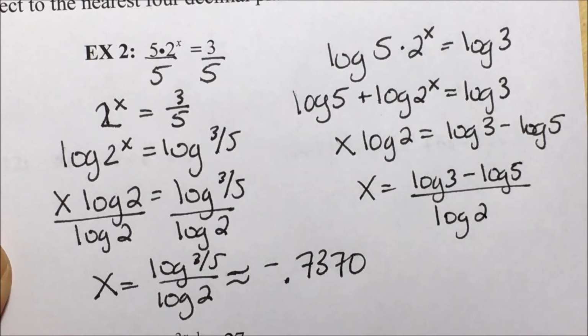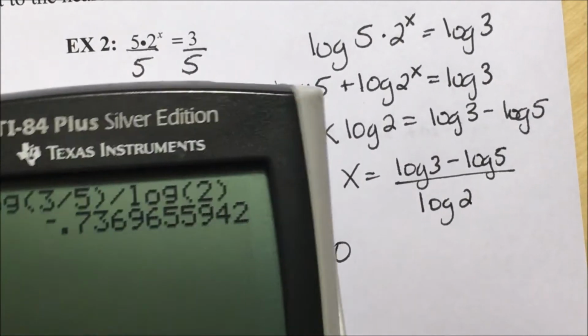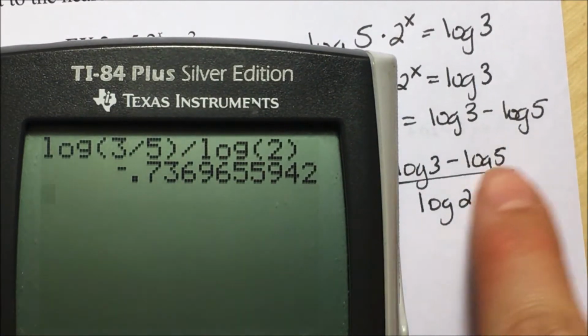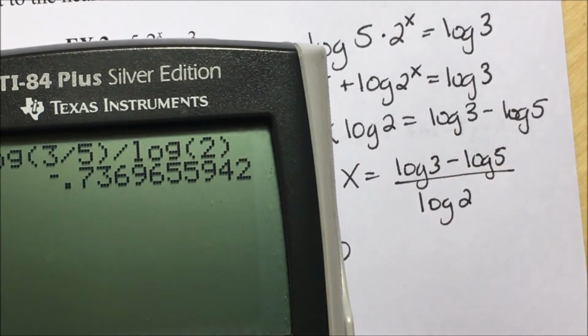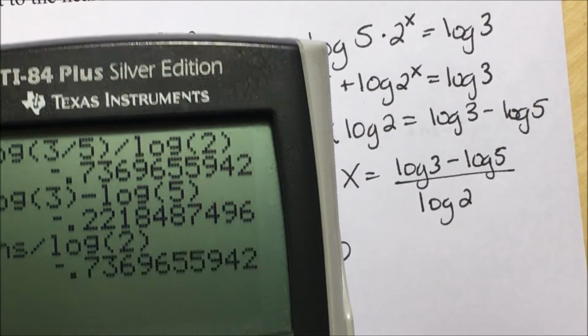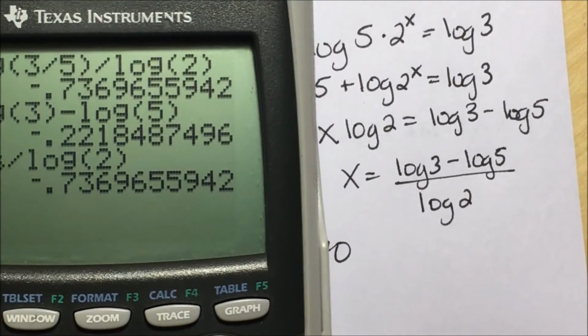So that looks very different when we go to put it into the calculator. But remember, the division that we had here, 3/5, is actually the same as these two logs subtracted if you use those properties from yesterday. And I got the same answer as before.